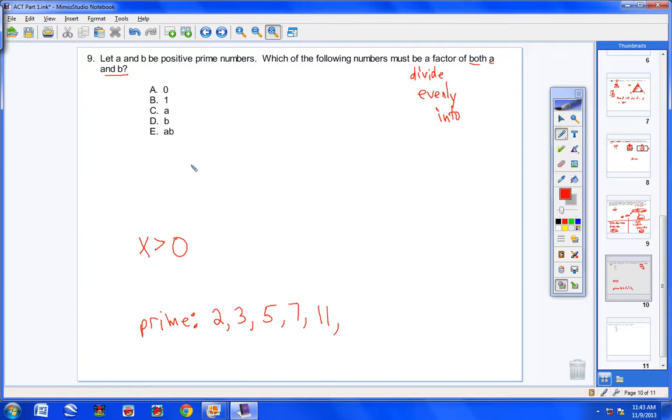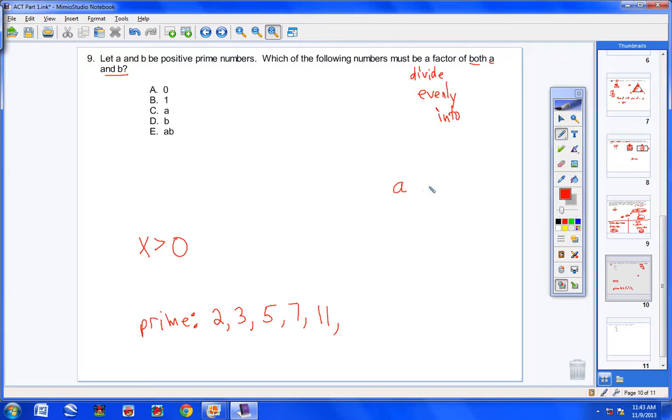Now look, we have no idea what A and B are. We know they're prime, we know they're positive. So which of the following numbers must, emphasis on the word must, divide into A and B evenly? Well, it's going to be 1. I'm going to tell you right now, and let me explain to you why it's 1.